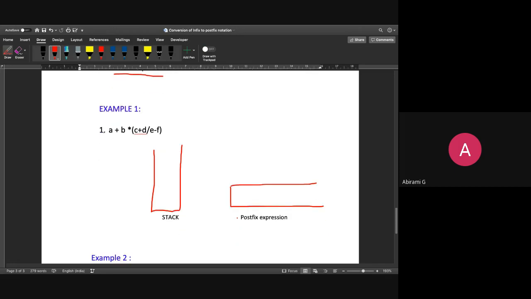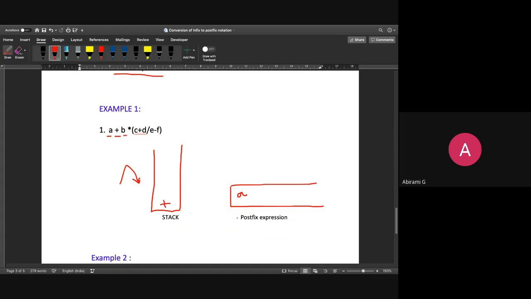Now we scan from left to right. What is the first character? The first character is A. A is an operand, so place it into the postfix expression string. The next input symbol is plus. Plus is an operator. Before placing plus, we have to check the stack. There is no operator present in the stack, the stack is empty, so we can directly place plus.